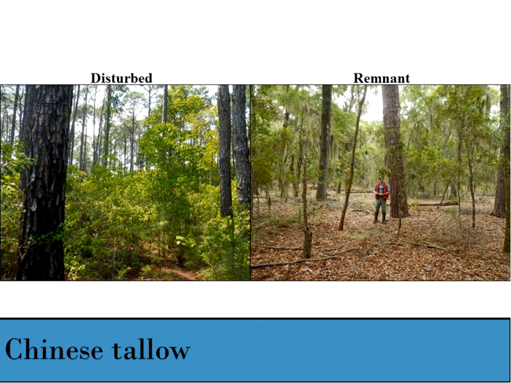And so what we found was that these disturbed stands there on the left had this highly dense understory of things like yaupon, wax myrtle, and of course Chinese tallow tree, in comparison to our remnant forests on the right, which were more structurally complex, had less Chinese tallow, and had greater species diversity.